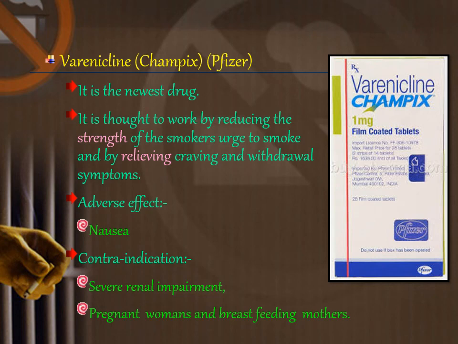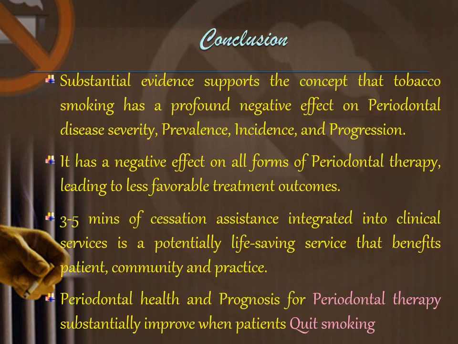Then varenicline, or Champix, by the Pfizer company. It is the newest drug. It is thought to work by reducing the strength of the smoker's urge to smoke and by relieving craving and withdrawal symptoms. The adverse effects are nausea. It is contraindicated in severe renal impairment, pregnant women, and feeding mothers.